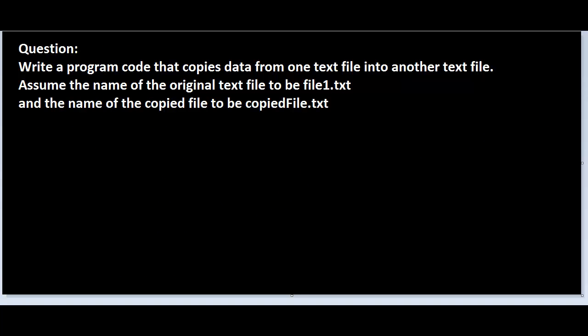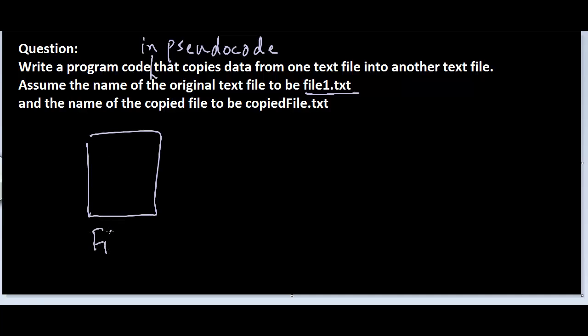Okay, let's solve this problem, which says that we are supposed to write a program code. Well, let's write the program code in pseudocode, in which data is going to be copied from one text file into another text file. So assume the name of the original text file to be file1.txt. So basically we have a file called file1.txt, and there are several entries inside this file. So there are several lines inside this file.